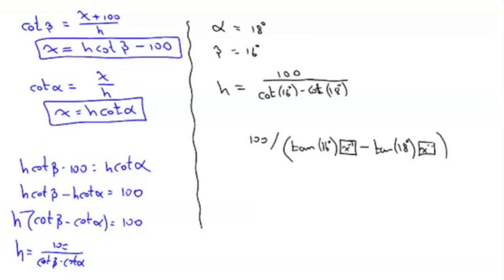Alright, I got 244. Tangent 16 inverse. I got it. What'd you get? Tangent of 18. 244 meters. Oh, 0.1. 244.1 meters. So this turns into 244 meters.